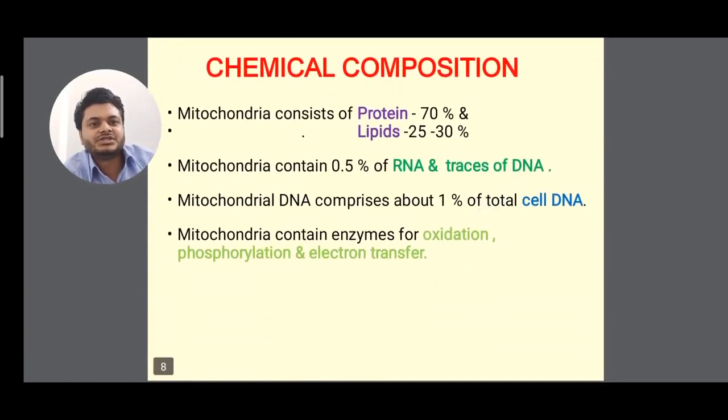Now the chemical composition. Mitochondria consist of protein and lipid. Protein is about 70% and lipid is 25 to 30%. Mitochondria contain 0.5% RNA and traces of DNA. Mitochondrial DNA comprises about 1% of total cell DNA. Mitochondria also contain enzymes for oxidation, phosphorylation and electron transfer.